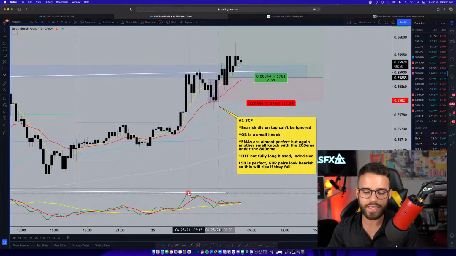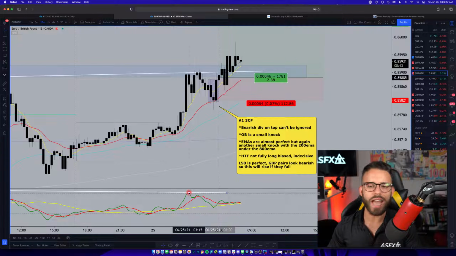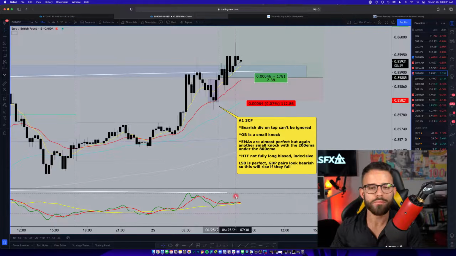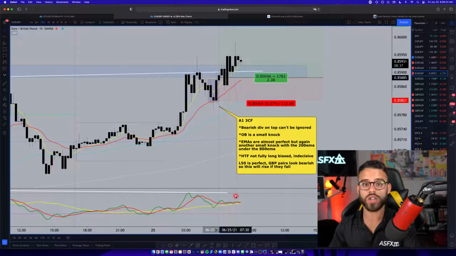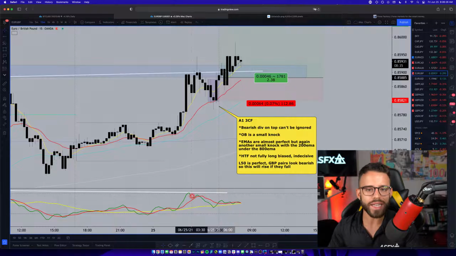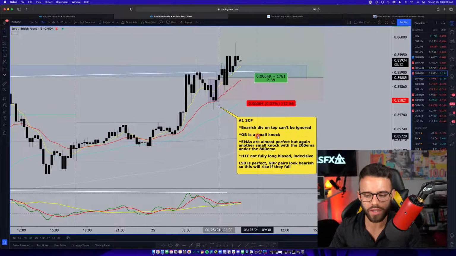The only thing that it did that I don't love is that the RSI went above 70 here, making it overbought. Now, when it's overbought, that does not mean it's going to reverse. More times than not, it actually will continue higher. But sometimes it does come lower after hitting overbought. So it is important to put that on your checklist as a knock.